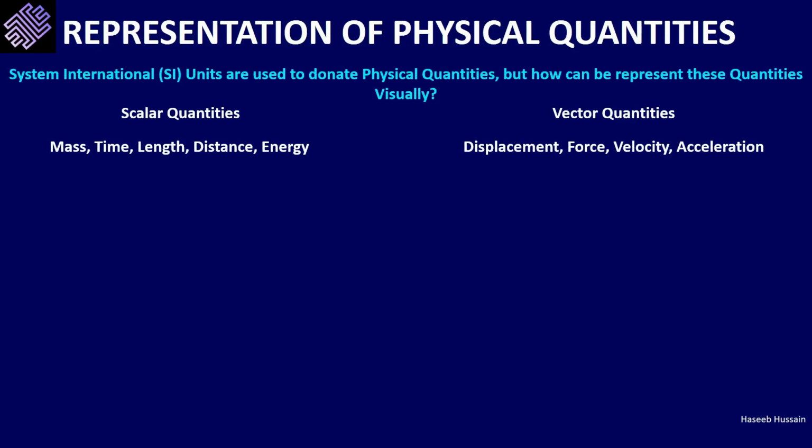Both vectors and scalars have specific units designed by System International. For example, for time it's seconds, length meters, mass kilograms, force Newton, velocity meters per second. But how do we represent these quantities visually on a piece of paper? Do we draw a clock for time, a ruler for length, particles for mass, or a car for velocity? Drawing images might be cumbersome, so we represent these quantities using lines to show both scalar and vector quantities.